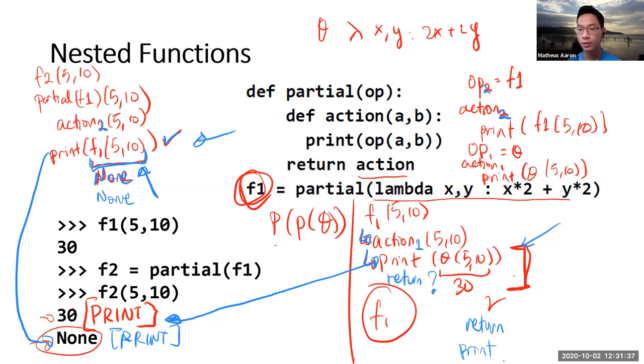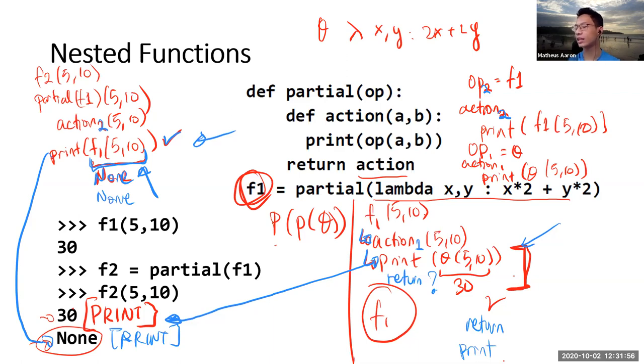Questions? So if it isn't a print statement but a return statement, it will just return 30. Short answer is yes. If you change the print to return, the whole thing will work. What do you mean the whole thing will work? Technically this works. But yeah.